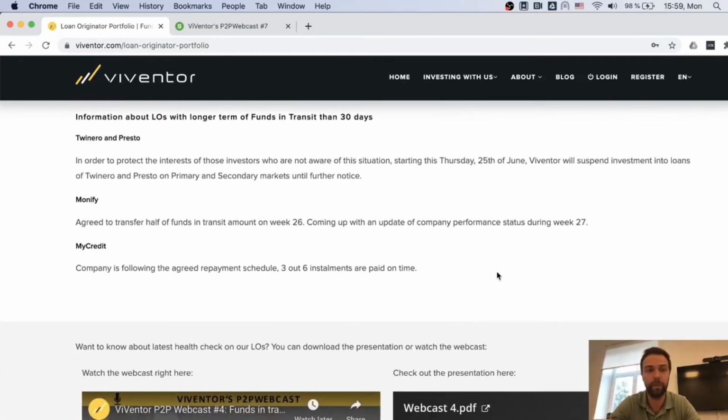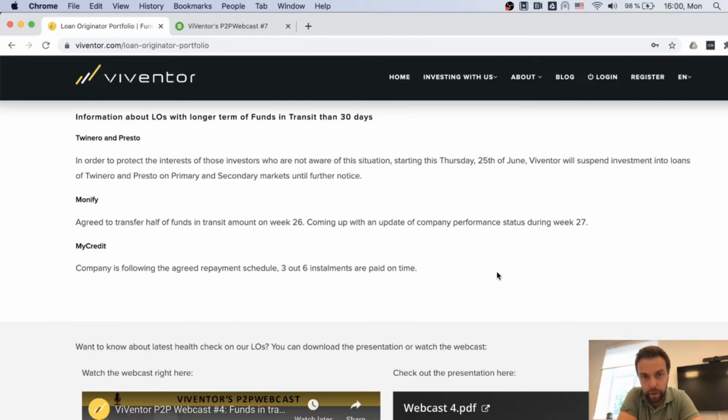this situation has come to this size, we have temporarily stopped all trade on the VIVENTOR platform of Twinero loans for primary and secondary markets, in order to protect those investors who are not aware of the situation, and in order to avoid any speculation on this case. Earlier, a few days ago, we received information from Twinero where they have proposed a repayment schedule according to which they propose to repay part of their portfolio until the end of this year.